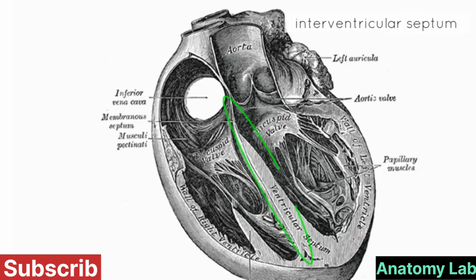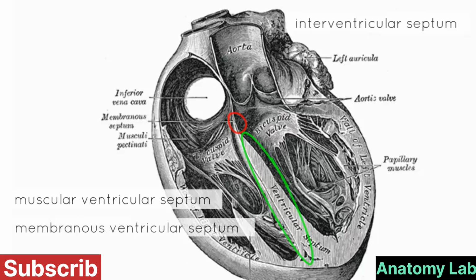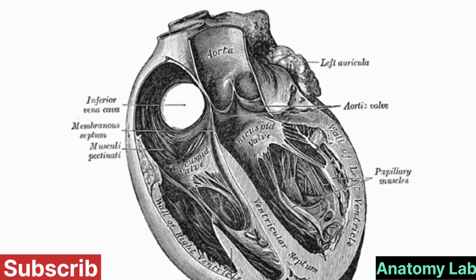So you've got this interventricular septum separating the right side of the heart from the left side of the heart, and it consists of two parts. You've got this thick muscular ventricular septum which forms most of it. Most of the septum is thick and muscular, but then you've got this little bit at the upper part and posteriorly, which is called the membranous ventricular septum, and this is thin and fibrous. So you've got the membranous and the muscular ventricular septum.